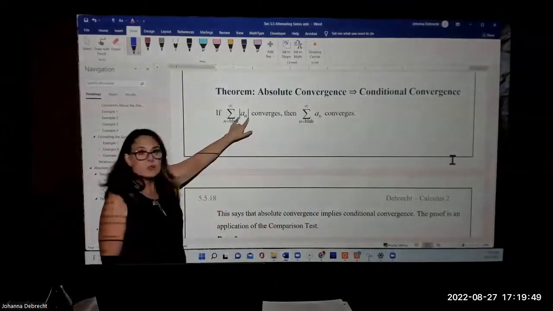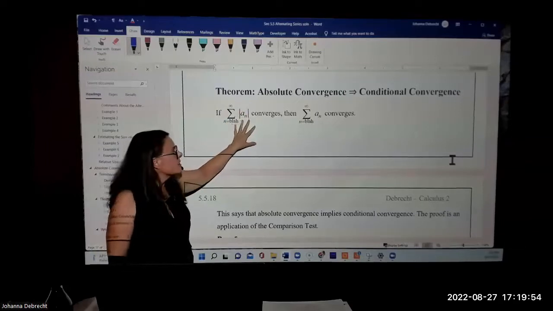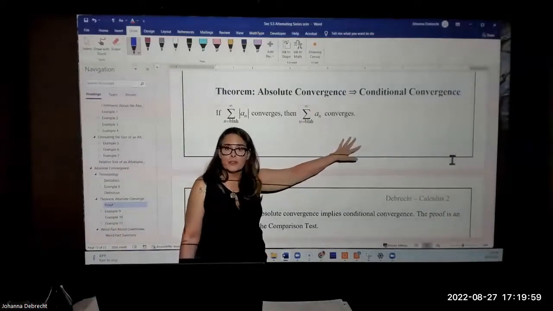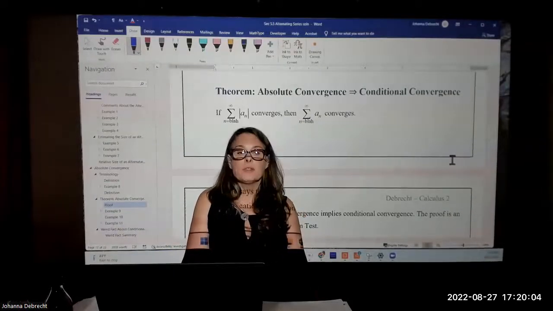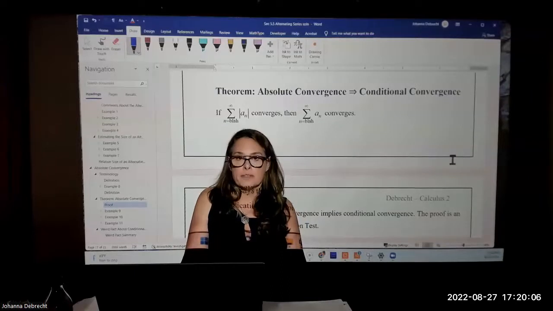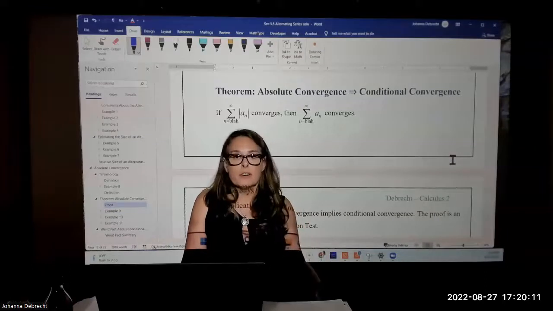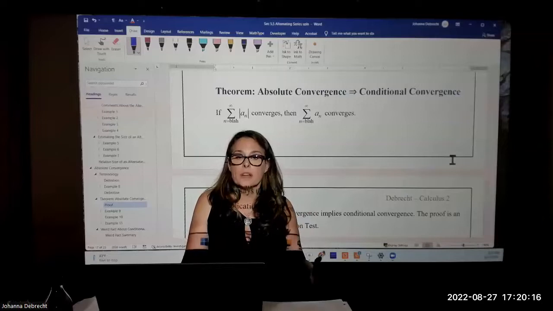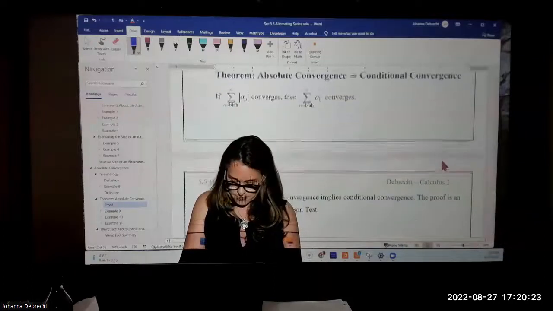So if we take the absolute value of the summand and that converges, absolute convergence, then the series without taking the absolute value must also converge, right? So this is a much stronger condition. Absolute convergence implies conditional convergence. In other words, if the absolute value converges, then it would have converged without the absolute value. The reverse is not true. We saw that with the alternating harmonic series. It's conditionally convergent, but the absolute value does not converge, right?